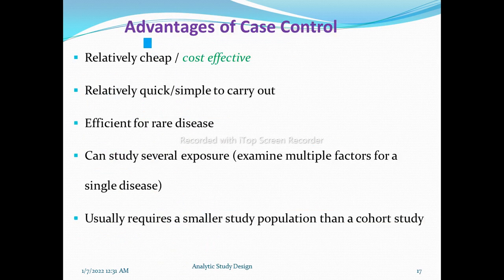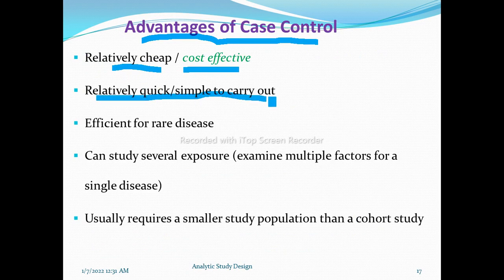So, advantages of case control. In general, case control is relatively cheap and cost effective as compared to cohort, and relatively quick and simple to carry out. It is efficient for rare diseases. So when the prevalence of a disease is rare, or when the number of cases is small, case control is efficient. It can study several exposures, examining multiple factors for a single disease.